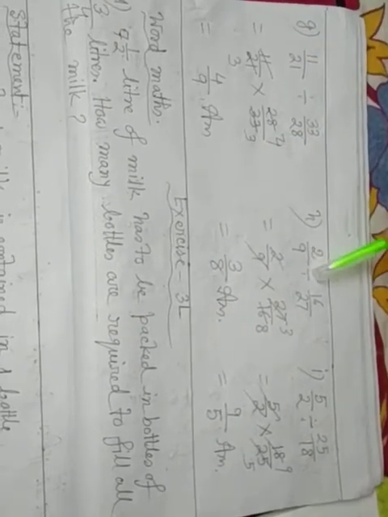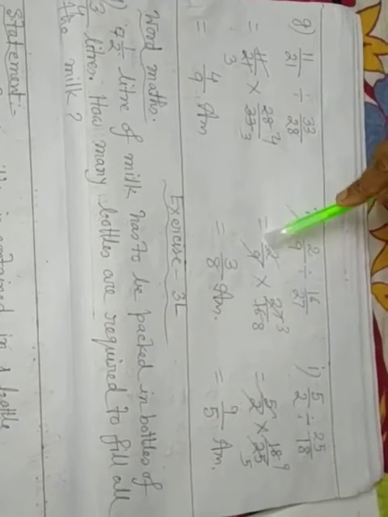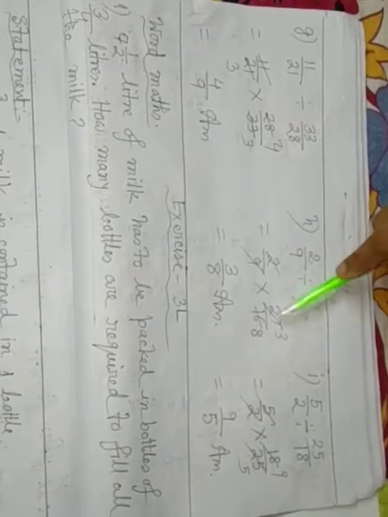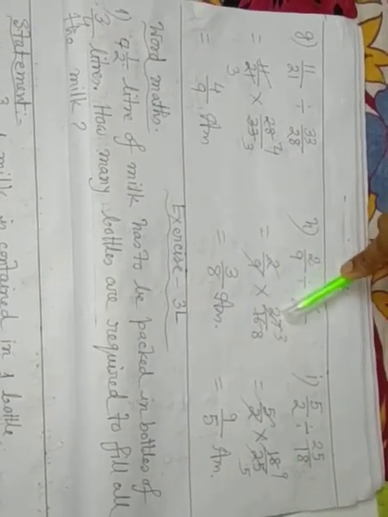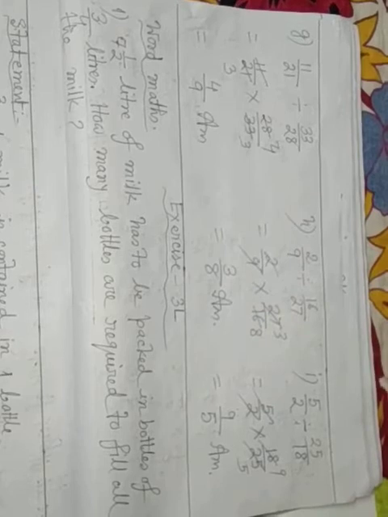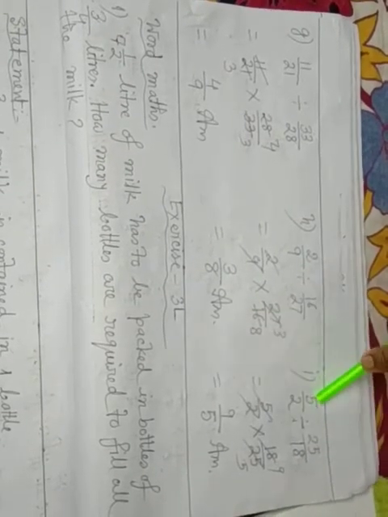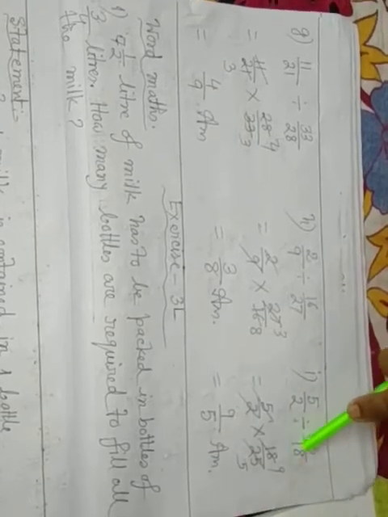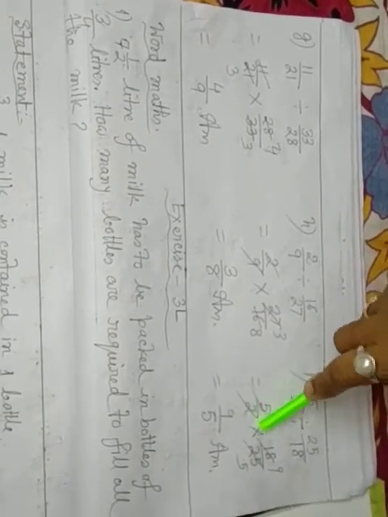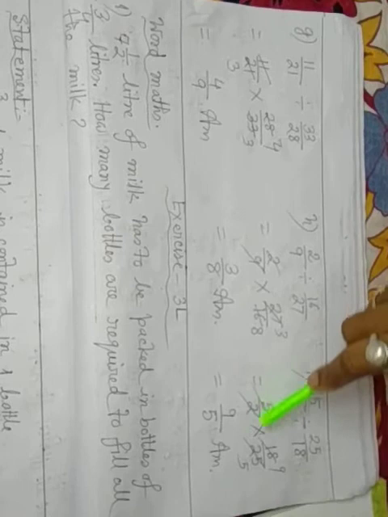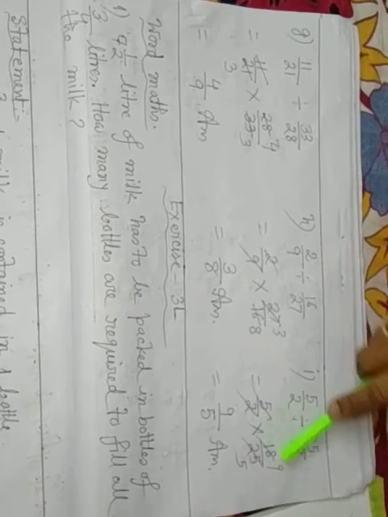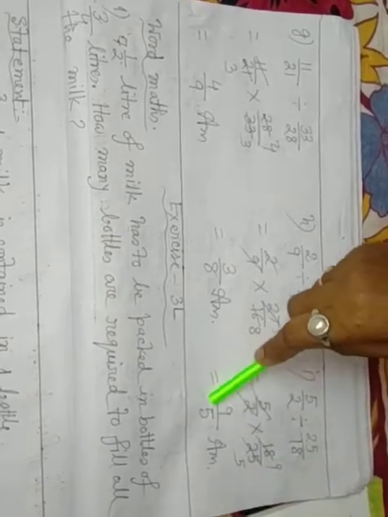H. 2 by 9 divided by 16 by 27: 2 by 9 into 27 by 16. 2 8s are 16, 9 3s are 27, 3 by 8 answer. Divide I. 5 by 2 divided by 25 by 18: 5 by 2 into 18 by 25. 5 5s are 25, 2 9s are 18, so 9 by 5 answer.